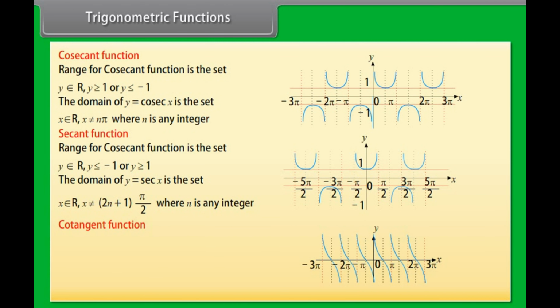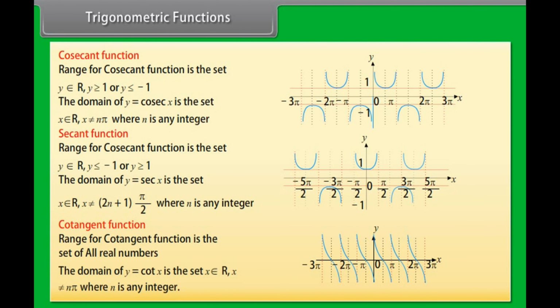Cotangent function. Range for the cotangent function is the set of all real numbers. The domain of y = cot x is the set x belongs to real numbers, x not equal to nπ, where n is any integer.